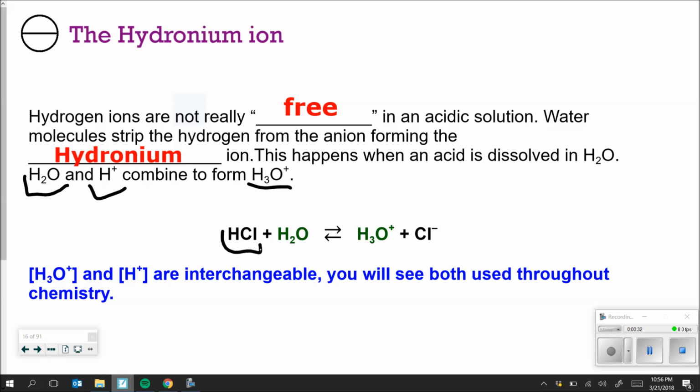So here we've got our acid, hydrochloric acid, reacting with the water, and you get hydronium plus your anion. As a note, hydronium and hydrogen are interchangeable. They mean the exact same thing. It's a concentration of the acid. And you're going to see both of these used throughout chemistry. So whichever one you see, just note that you could use the other to notate the same exact thing.